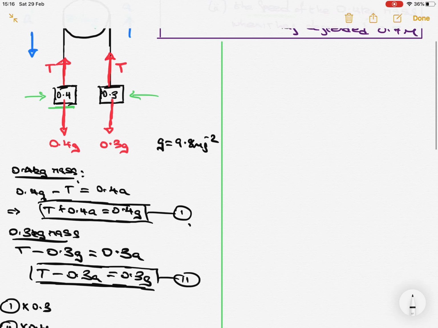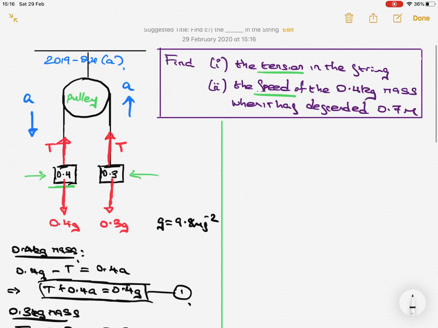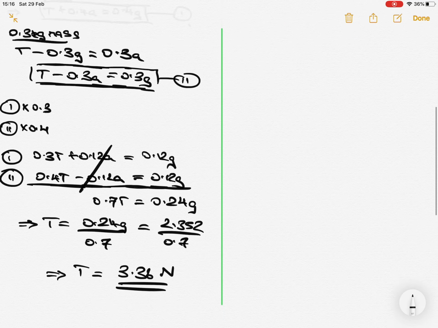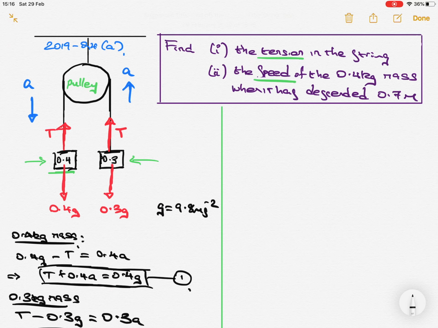So superb, we've worked that out, and that didn't appear to be too difficult. So t is equal to 3.36 newtons. We're going to need this t value to work out the speed in the second part. So t is equal to 3.36 newtons. So let's go on to the second part.